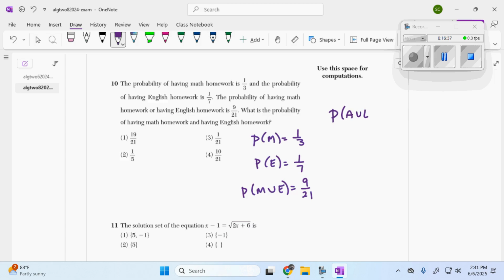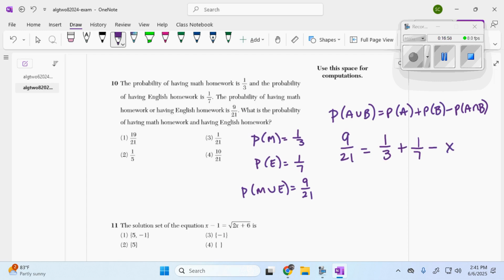One of our probability rules is that the probability of M or E is equal to the probability of the first event plus the probability of the second event minus the probability of them both happening, the and event. So we plug in what we know: 9 out of 21 equals 1/3 plus 1/7 minus, I'm just going to use x to represent the and event, so it makes it a little bit easier to do the algebra.